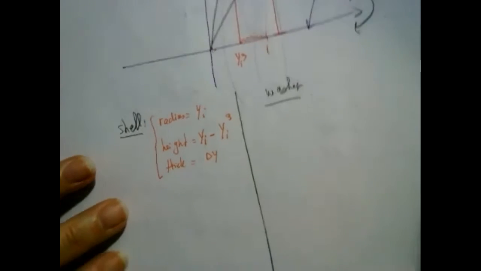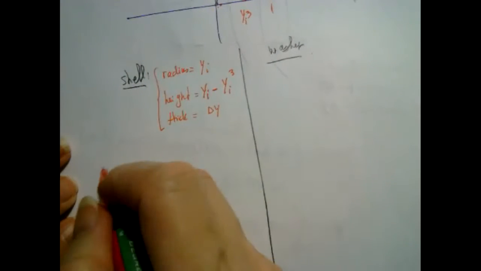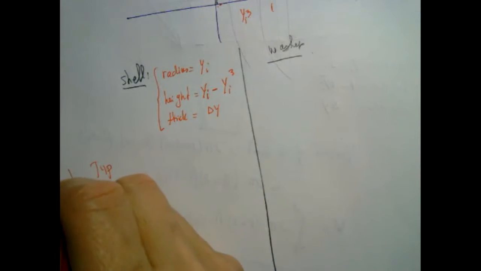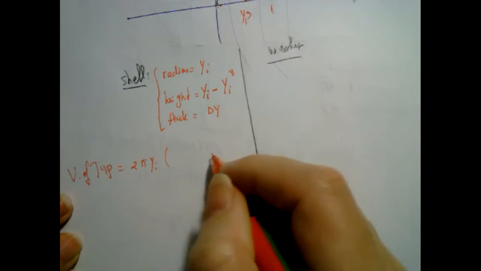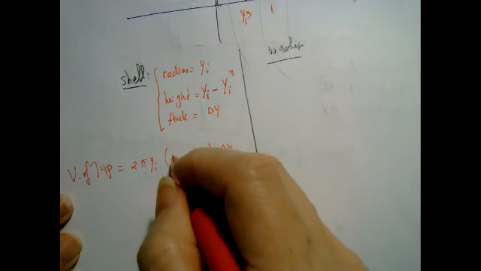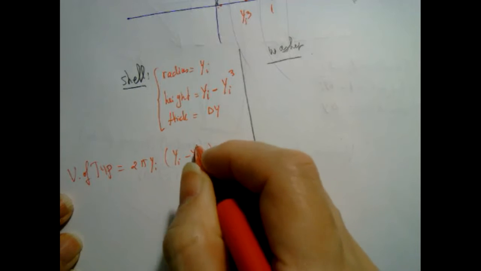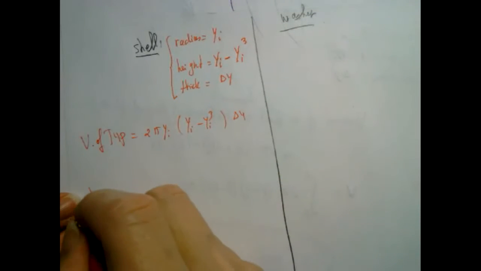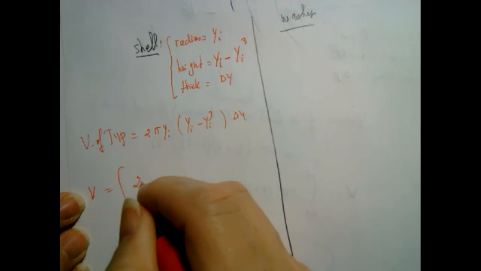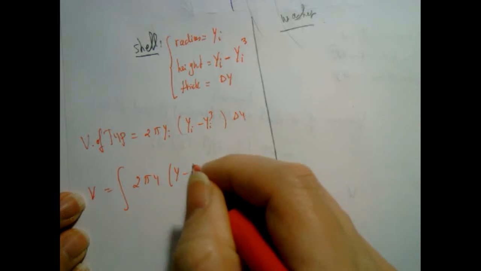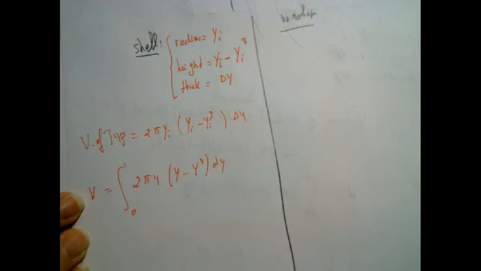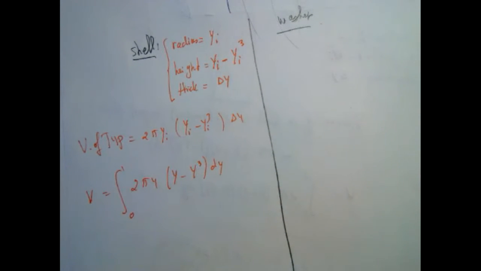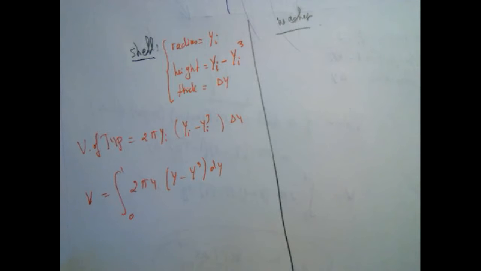Delta y, okay? So the volume of a typical shell is 2 pi times the radius times the delta y. And the total volume is just the integral of 2 pi y, y minus y cubed, dy. My integral goes from 0 to 1, because those intersect at (1, 1), if you do the math. Okay.